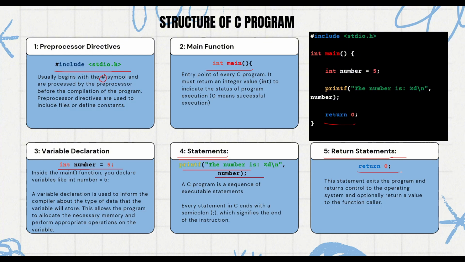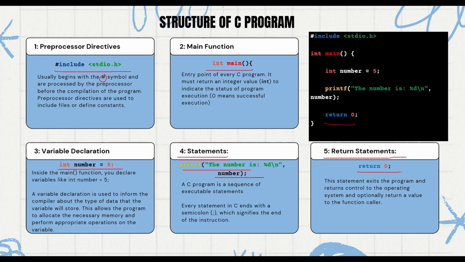Inside the main function, we have variable declarations. Like int number = 5, this line declares an integer variable named number and assigns it a value of 5. Declaring variables lets the compiler know what kind of data we're working with, allowing it to allocate the right amount of memory.